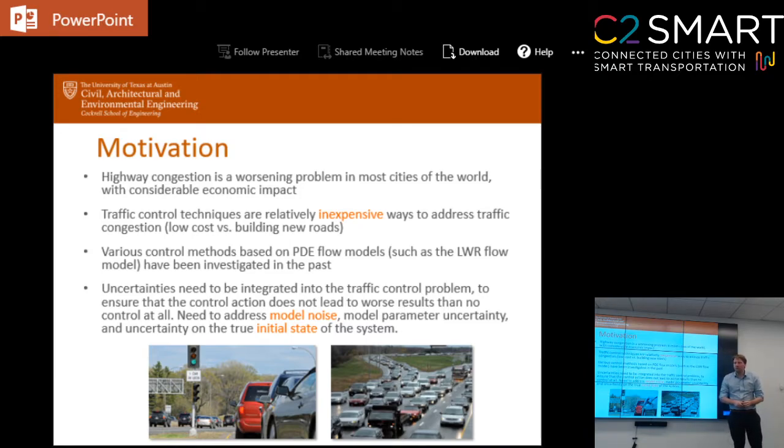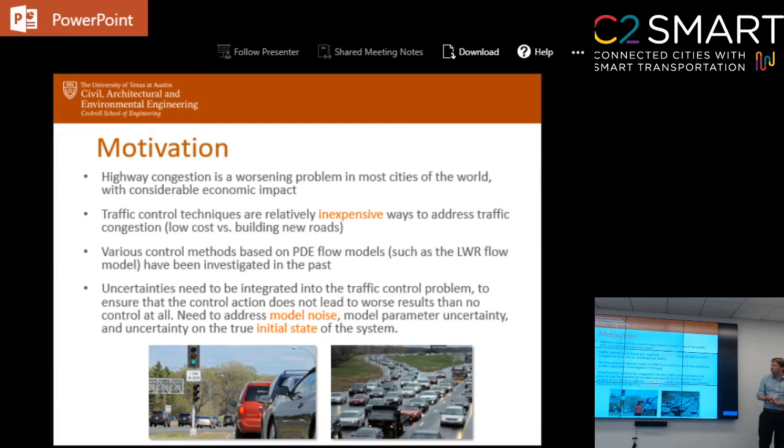We have many ways to address congestion, so you can build new roads, you can modify, for example, schedules, and you can address congestion in this way. You can also have autonomous cars, for example, that could increase capacity, or you can use platooning. The most inexpensive way to address congestion, though, is control, because control doesn't require much. It just requires a few, for example, ramp meters or a few traffic lights, and by modifying them, you can possibly reduce congestion by optimally allocating flows.